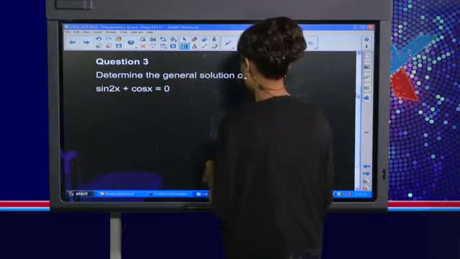Okay, this is what I mean. Let's get into the question. We've got sine 2x plus cos x is equal to 0, and we have to determine the general solution. So I'm going to rewrite sine 2x as 2 sine x cos x. That's the double angle expansion of sine 2x. And I've got plus cos x is equal to 0.